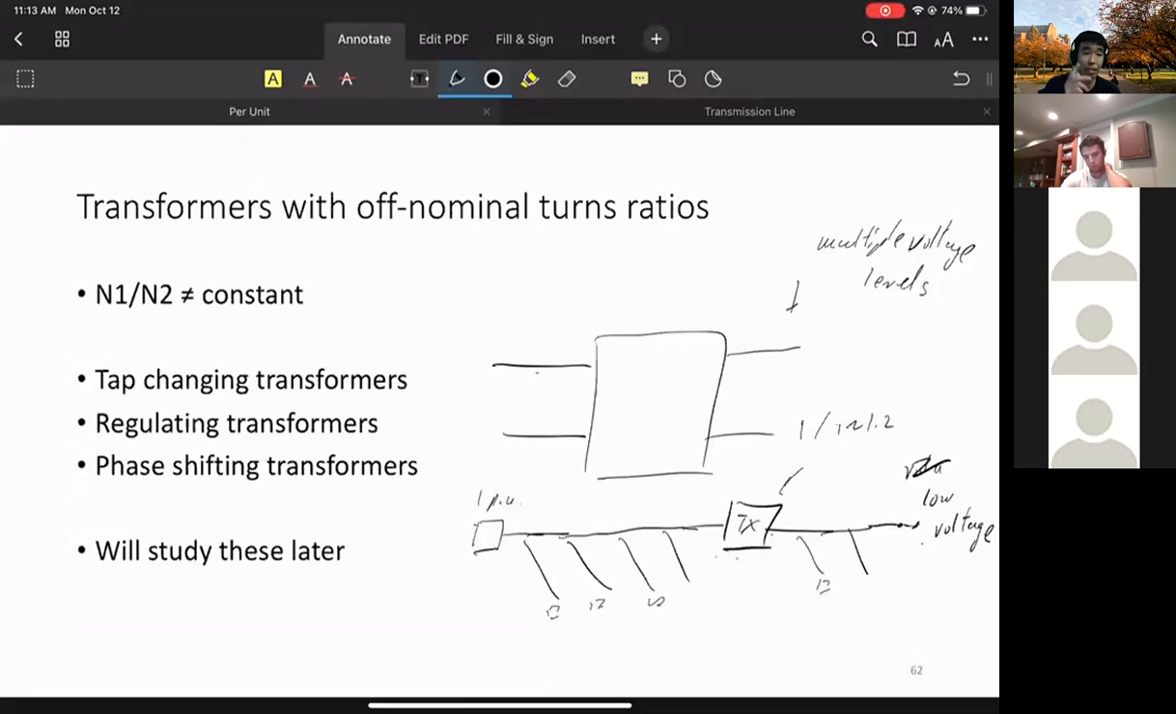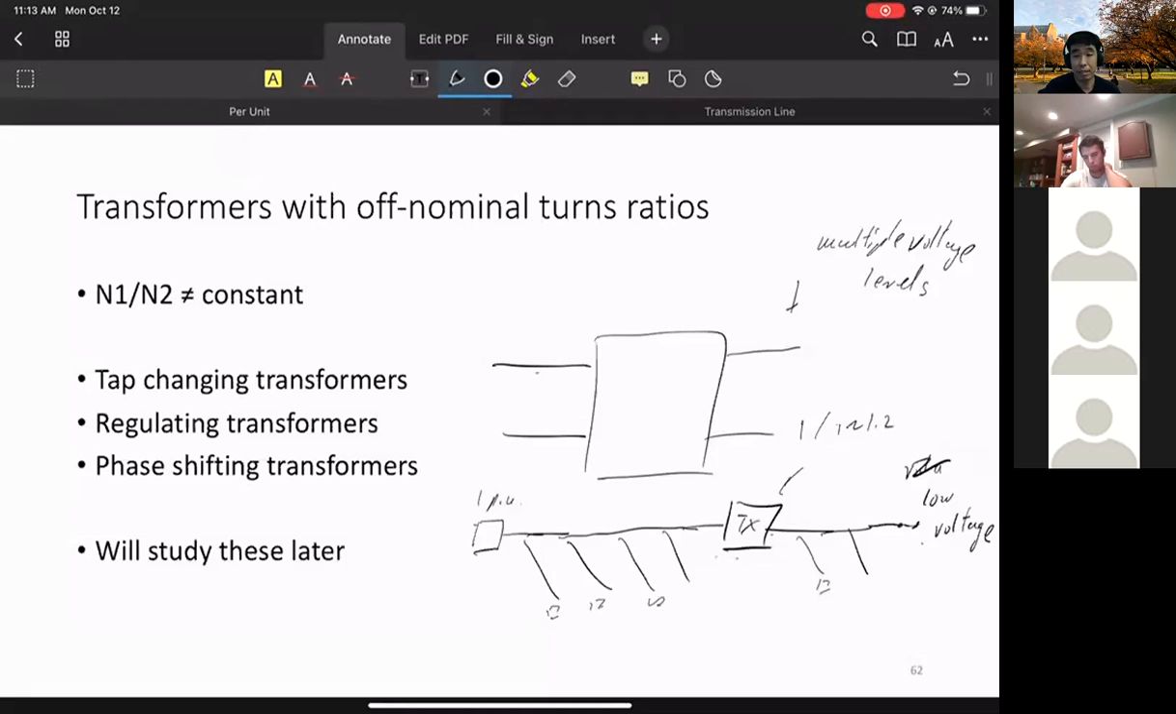And it's really a mechanical system. So you have coils, and you have a mechanical device that's attached to different levels of the coil, right? To change the turns ratio up and down, okay? So we can have this kind of transformer.